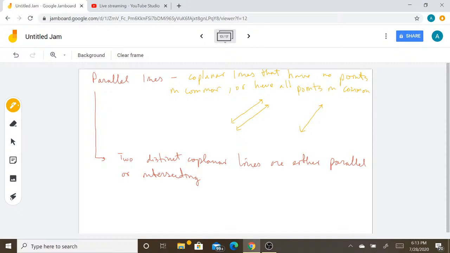And down here, two distinct coplanar lines are either parallel or intersecting. So over here, this pair is parallel, and down here, this pair is intersecting. So every pair of lines is either parallel or intersecting.